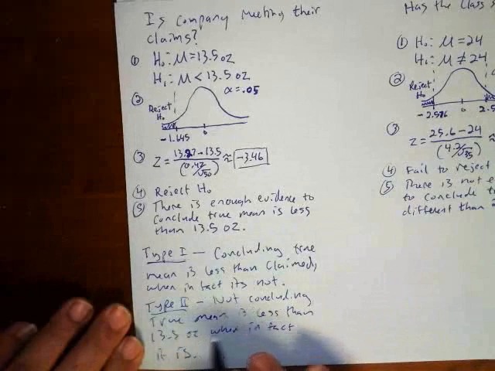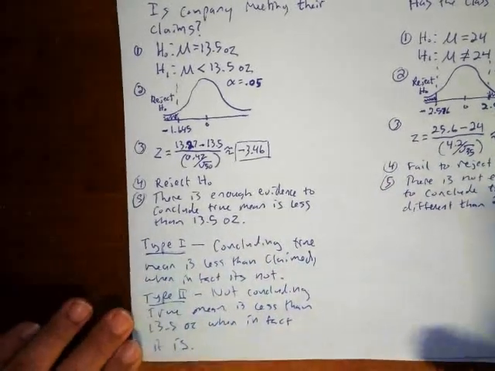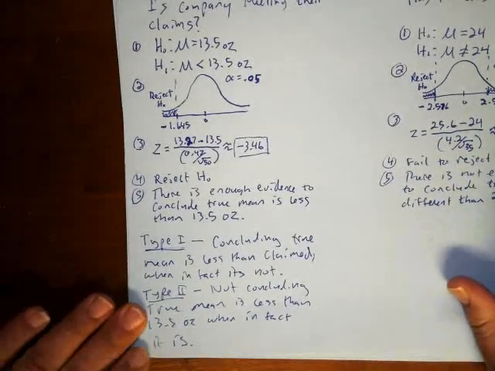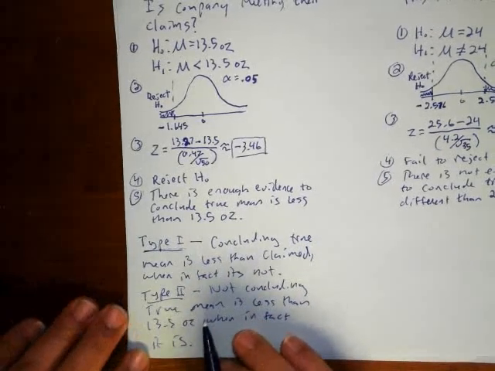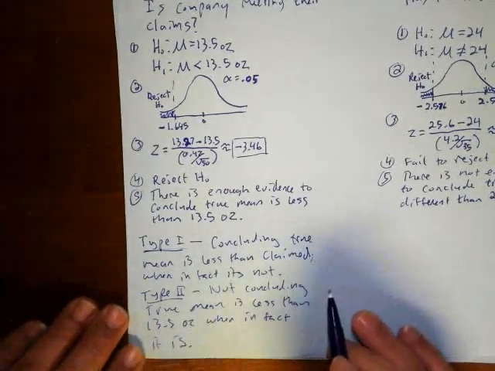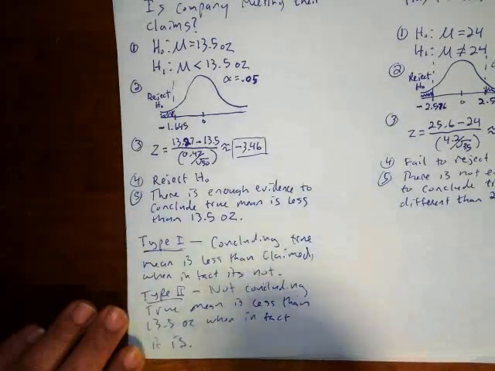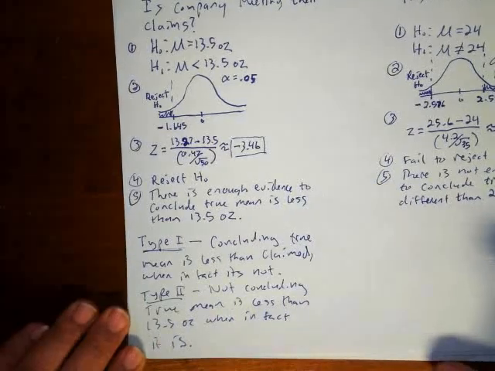Okay, so the type 2 error would be not concluding the true mean is less than 13.5 ounces when in fact it is. This would be, in a sense, acquitting the guilty. The company was really guilty, but we didn't find them guilty, and so that would be the type 2 error. That's the way you could think of that.